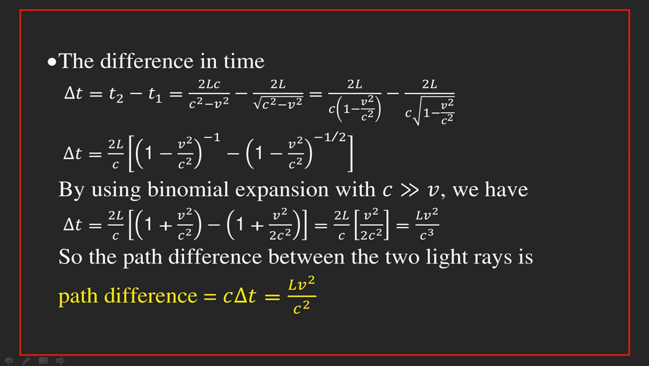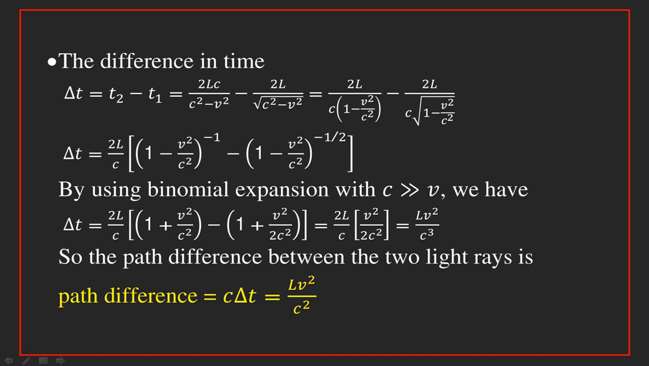So v is much smaller than c. While expanding, we have to keep only the first term. The first term of (1 + x)^n is 1 + nx. So it becomes 1 plus minus 1 into minus v square by c square, so it becomes plus v square by c square.